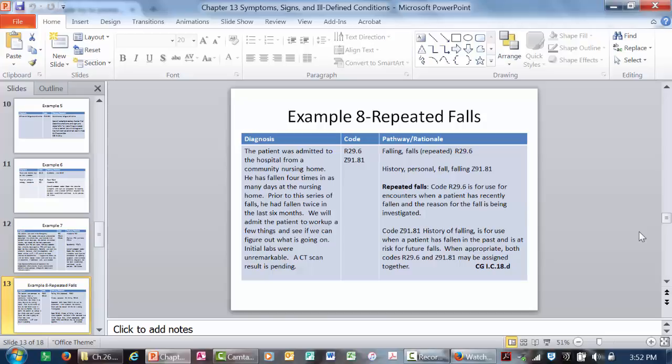So we have nothing more definitive than the repeated falling and the history of falling. And the coding guideline tells us that we can use both codes when it's appropriate.